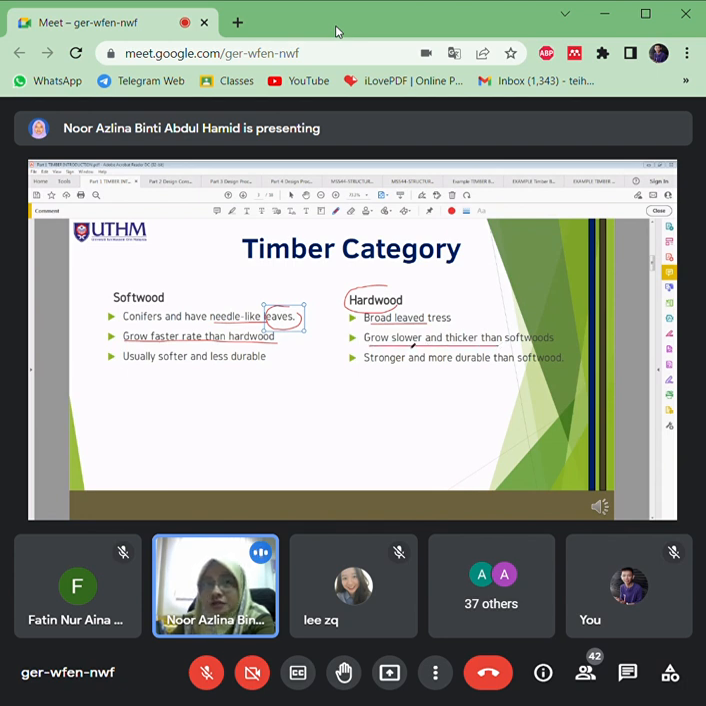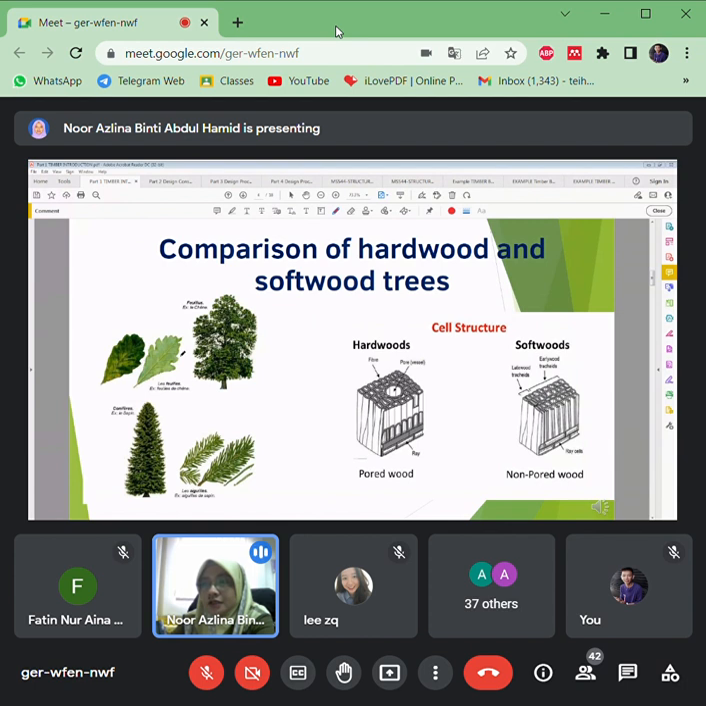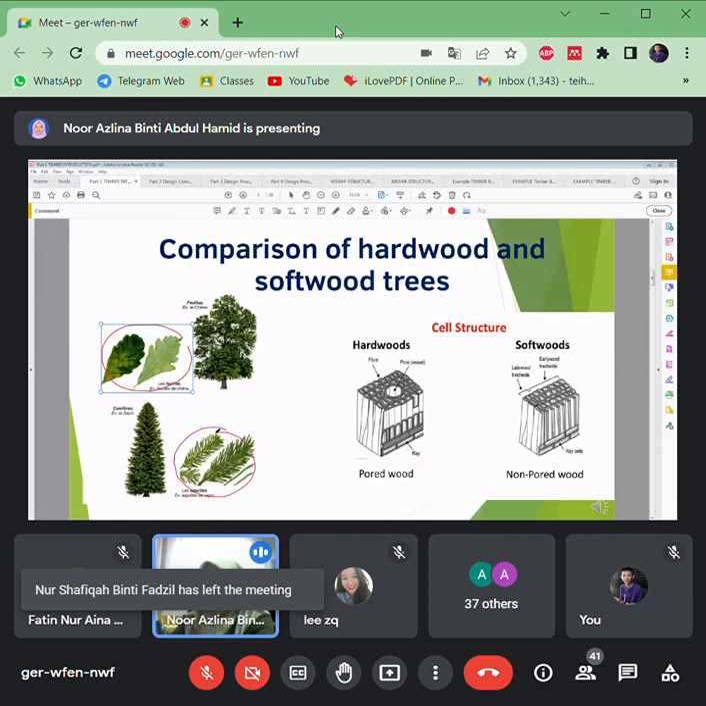The growing rate is slower, which produces a thicker diameter, right, for the timber than softwood. So it's quite limited in addition, quite expensive. Because its growth is slower, it also produces stronger timber, more strong compared to the softwood. So this is an example which has a broad leaf here, okay, bigger compared to this needle-like leaf here. This is hardwood, this is softwood here.